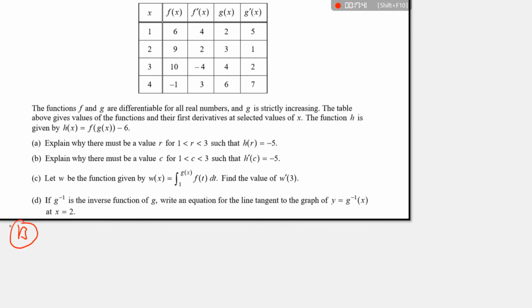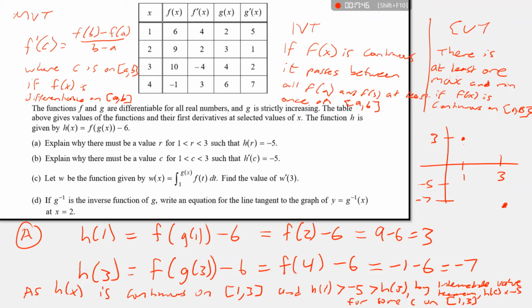Part B. Explain why there must be a value C such that the derivative is equal to negative 5. Okay, here's all our theorems again. Which theorem do you think we're going to use? The extreme value theorem. Okay, extreme value theorem says there will be a maximum. I'm looking for a derivative though. Also for a slope. Yep. So the mean value theorem. Okay, so we're going to use mean value theorem.